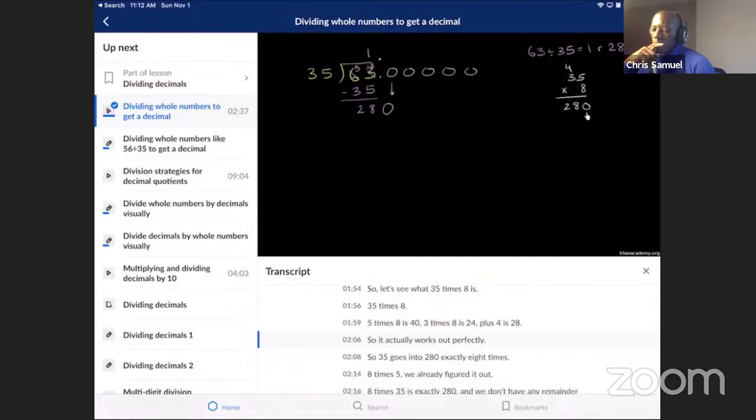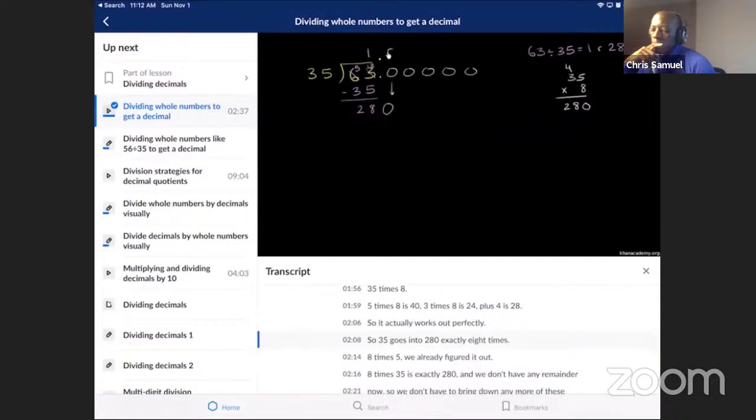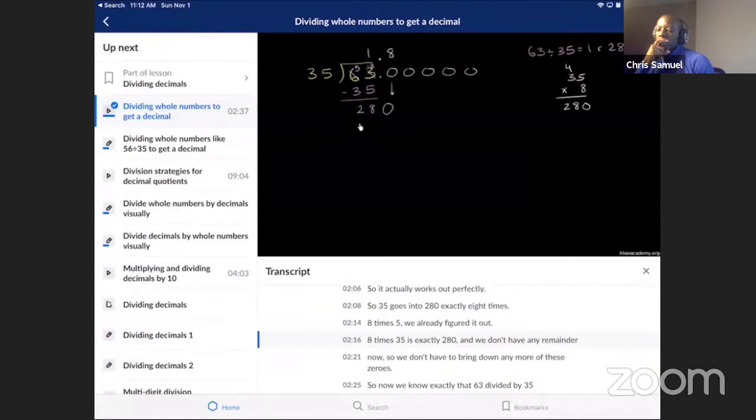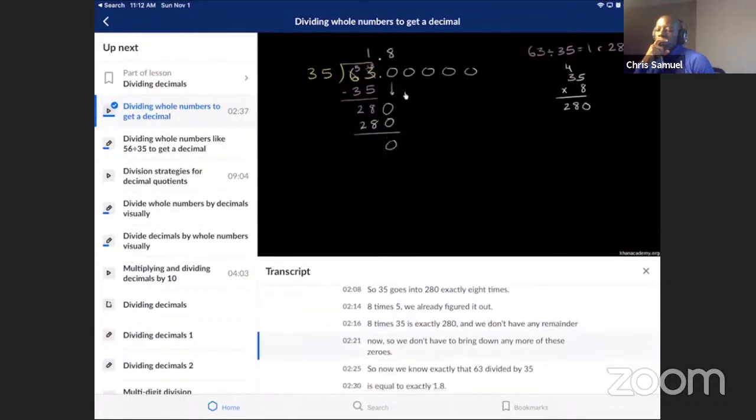So it actually works out perfectly. 35 goes into 280 exactly 8 times. 8 times 35 is exactly 280, and we don't have any remainder now, so we don't have to bring down any more of these zeros. So now we know exactly that 63 divided by 35 is equal to exactly 1.8.